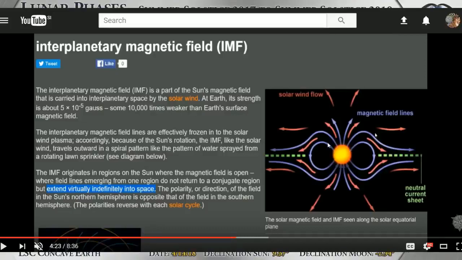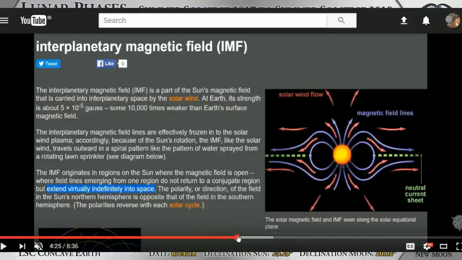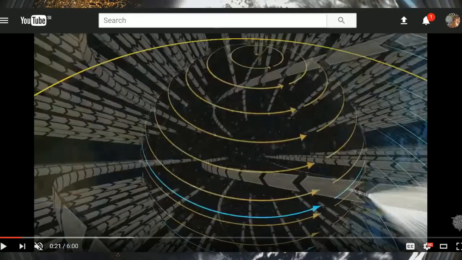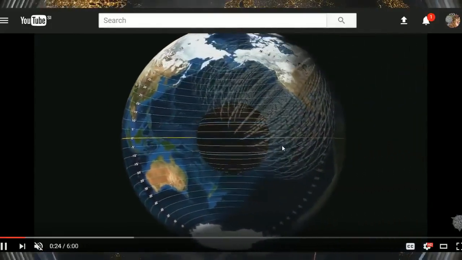And so in a heliocentric model, this doesn't even make sense. You have no return. You have no return to the magnetic field lines. Remember I talked about that, how NASA says, through some process as yet not fully understood, the sun's field must keep regenerating itself across 4.5 billion years of time. How does it do that? Well, it doesn't do that. It's simply a closed circuit. It returns. And so there's a video I talk about how we only see the front of the sun. That's why we don't see the back of the sun.